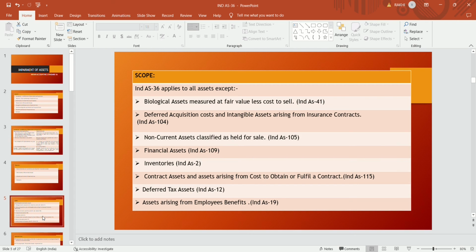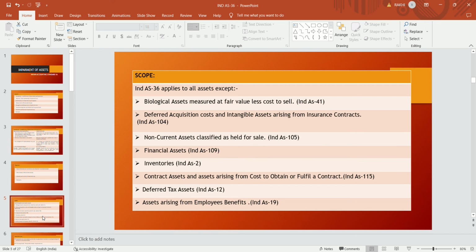There is a separate standard if any impairment arises due to deferred acquisition cost and intangible assets from insurance contracts. There is a separate standard, Ind AS 104, to deal with this kind of situation. And for non-current assets classified as held for sale, if there is any impairment, we deal with that kind of impairment in Ind AS 105.